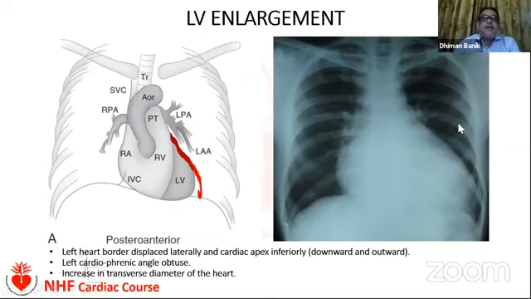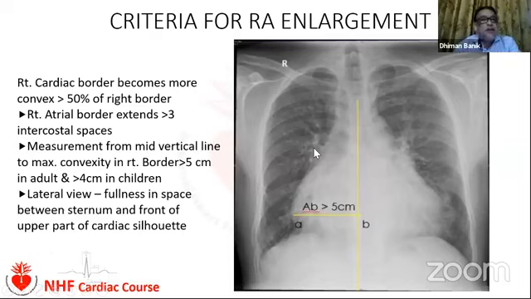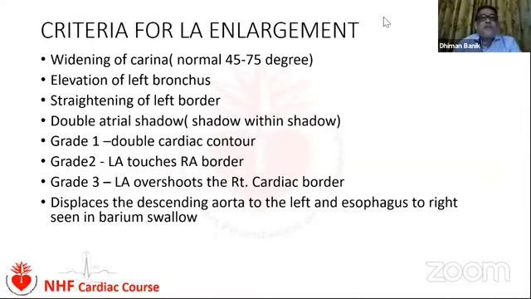In right atrial enlargement, the right border of the heart becomes more convex and shifted to the right. If the distance from the midline to the highest convexity of the right border is more than 5 millimeter in adult and more than 4 millimeter in children, it is demarcated as right atrial enlargement. The criteria for left atrial enlargement will be discussed by Professor Fazila Malik Madam.